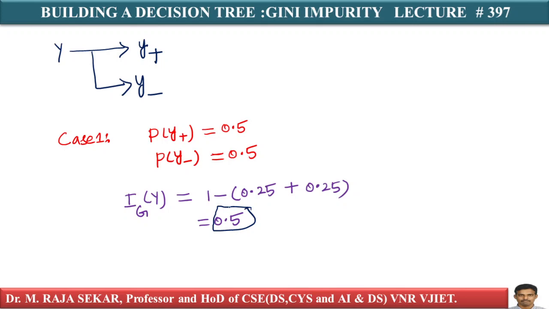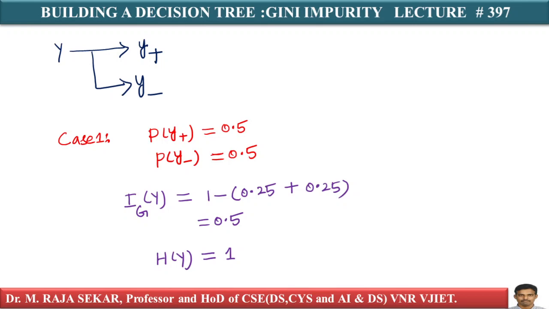If both cases are equiprobable, just try to recall what our entropy is for the equiprobable case. Entropy is 1. Therefore, if positive class and negative class are of equal probability, you are getting Gini impurity as 0.5, whereas entropy is 1. Just try to remember this.